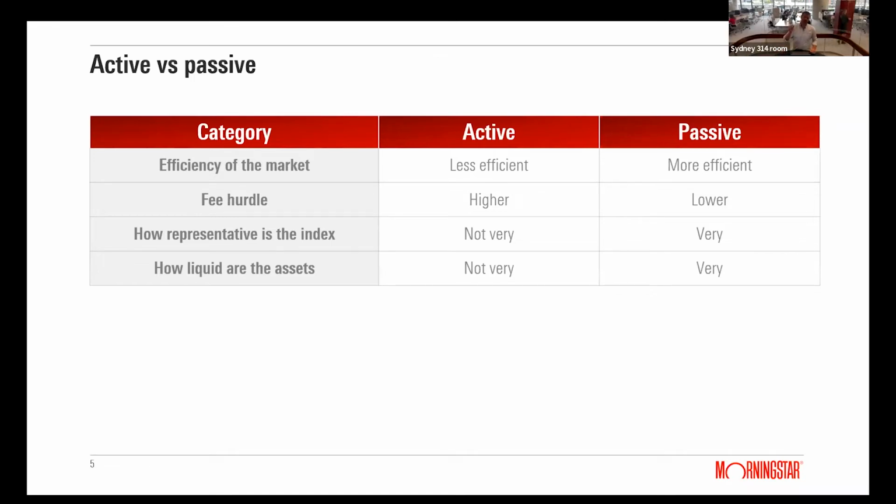So if it is not representative, let's say there's 100 securities out there and the index only has 10 in them, right, there's a bigger opportunity set for an active manager to go out there and find things that are different than the index. And just the ability to have that difference means that you can actually outperform. So in not very representative indexes, active potentially could be a better selection.